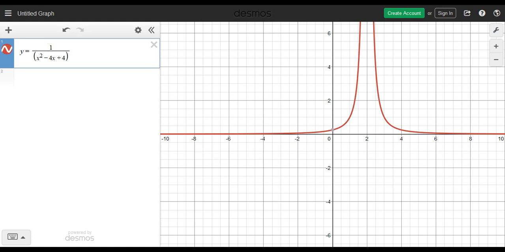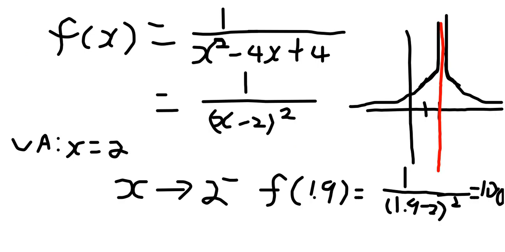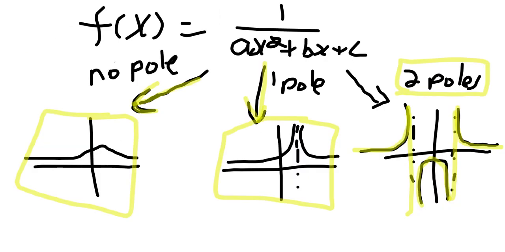And as you can see, there's a vertical asymptote where x is equal to 2. And as x approaches infinity, and as x approaches negative infinity, this thing approaches 0. So that is our second case here. It is the one pole case. You have one pole when there's one x value that makes the entire denominator equal to 0.